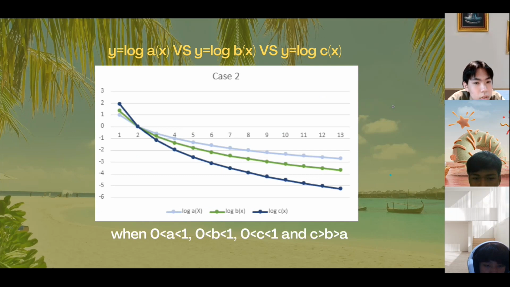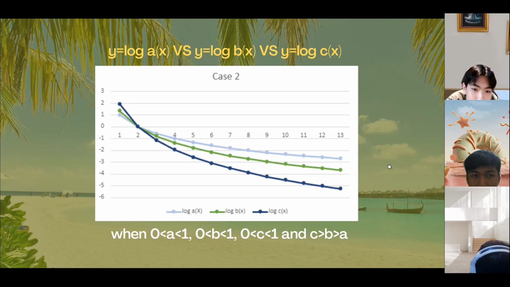Next is case 2. In case 2, the value of A is 0.5, the value of B is 0.6, and C is 0.7. The x value starts from 0.5 and goes to 6.5. When the x value is 0.5, the values of all 3 lines are more than at x value 6.5, so the base decreases and the slope will increase.